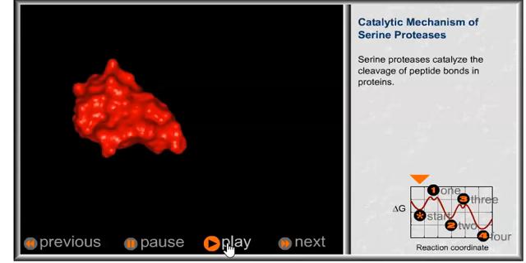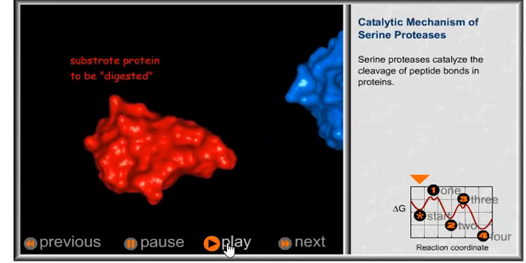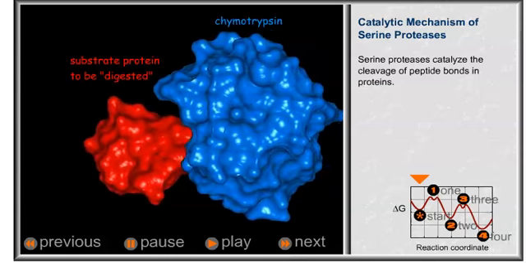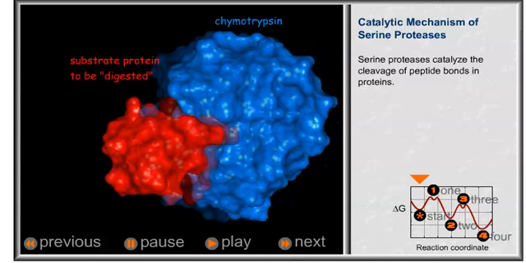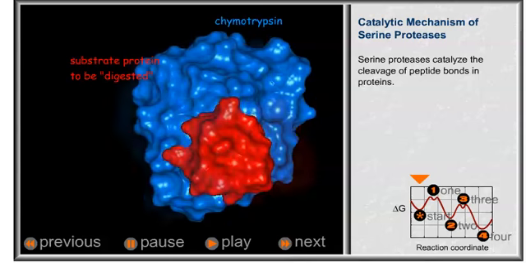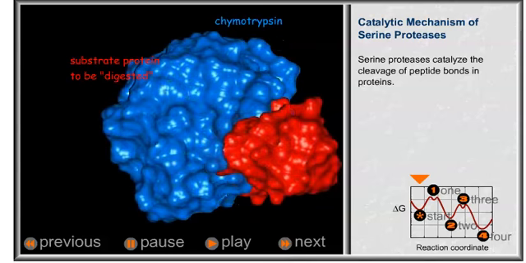Proteases digest proteins by hydrolyzing the peptide bonds that link together amino acid residues. The red molecule is a small protein. The blue molecule is chymotrypsin, one of a large family of enzymes known as serine proteases.